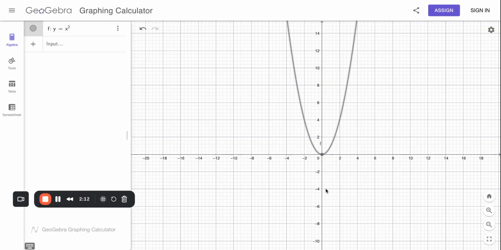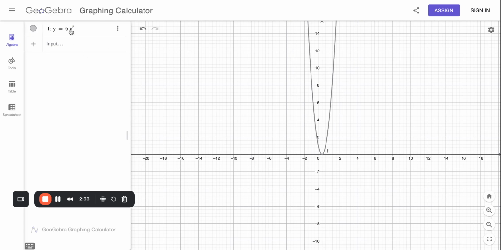Now, the direction that it opens, whether it opens up or it opens down, whether you have what we call a minimum curve or a maximum curve, depends on the number that multiplies x squared. So if the number that multiplies x squared, as we're seeing here, is positive, like 1 or 6, what we end up with is a minimum curve, one that opens up, right?